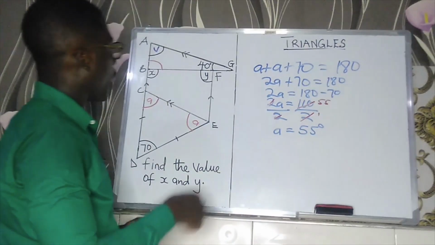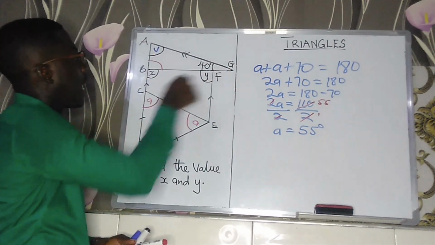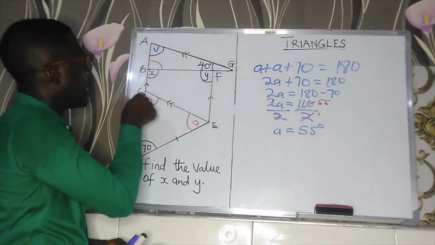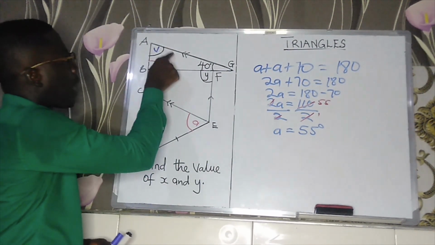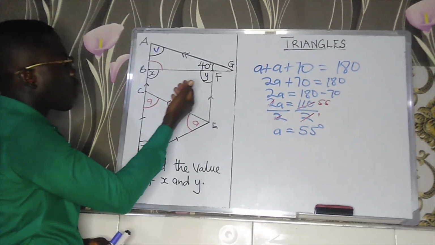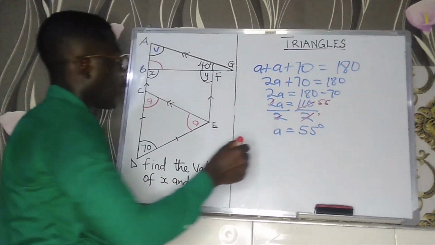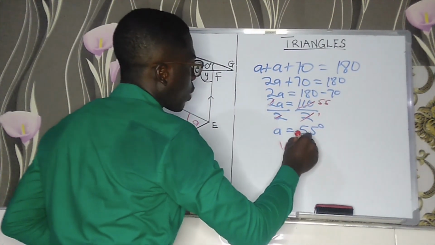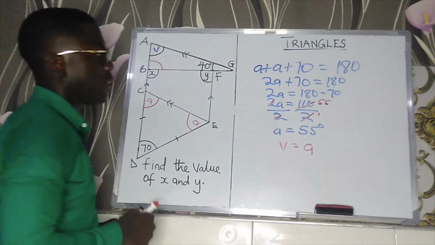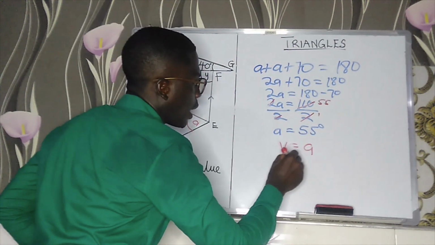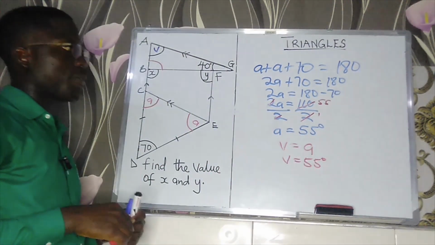Good. Now, we also said V is corresponding to A because these two lines are parallel. That is AG and CE are parallel lines. So the angle beneath the parallel line is also equal to the angle beneath the other parallel line. And they are corresponding. And so V here is equal to A. But we have our A to be 55. So V is equal to 55 degrees.